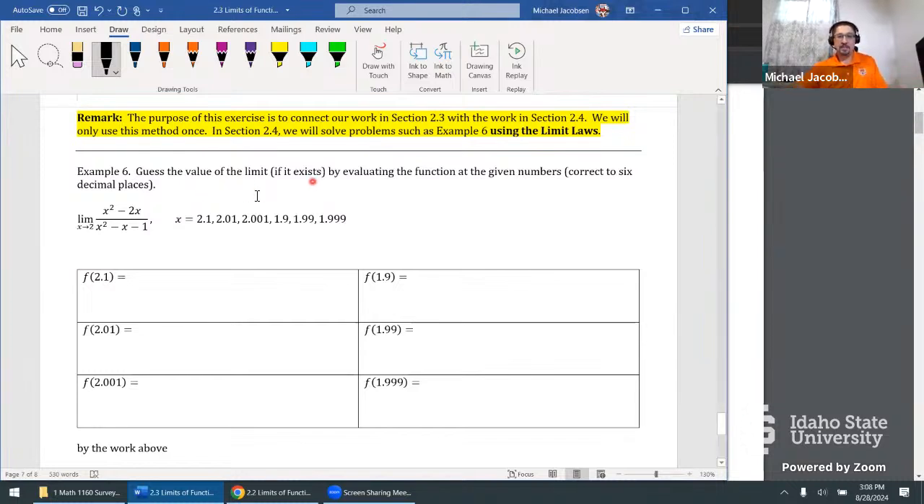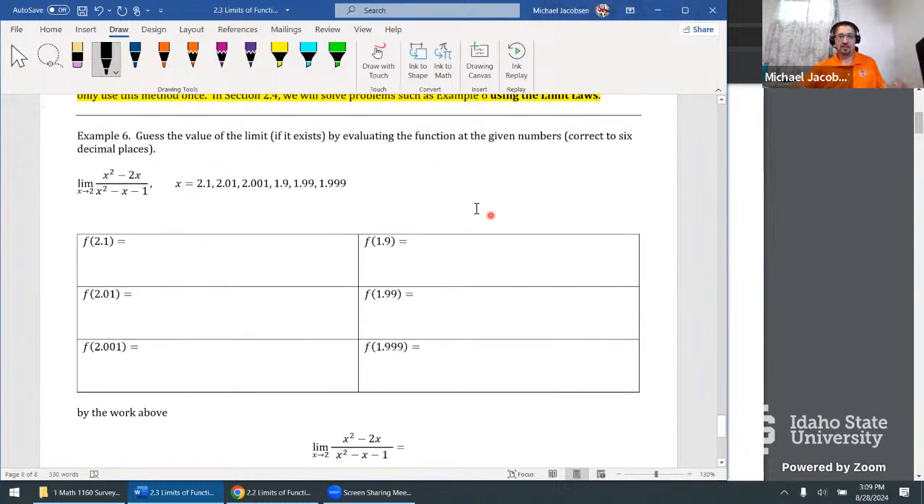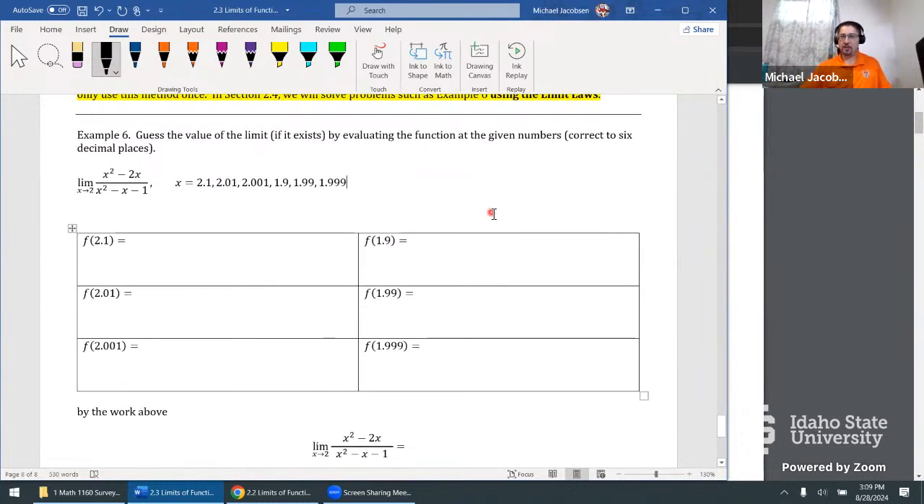Guess the value of a limit, if it exists, by evaluating the function at the given numbers correct to 6 decimal places. Ouch. It is a bit tedious, and I did assign one of these in WebAssign, so I felt like we ought to do one as a class just so that it doesn't feel like I'm giving you a bunch of tedious busy work to do. We'll do the busy work ourselves as well on this one.